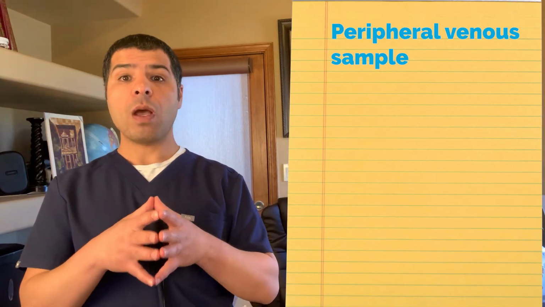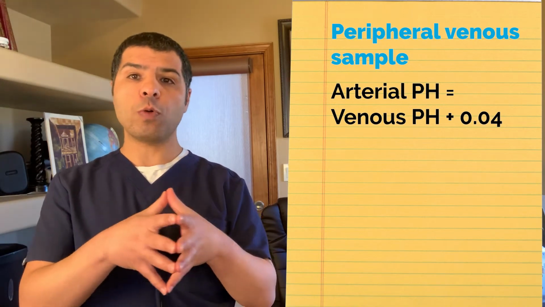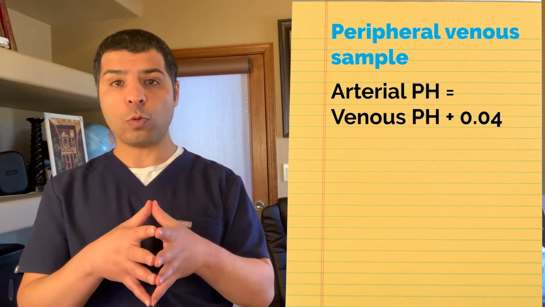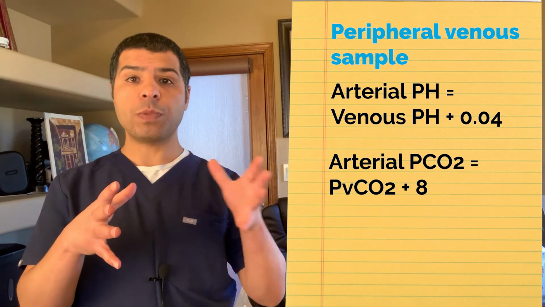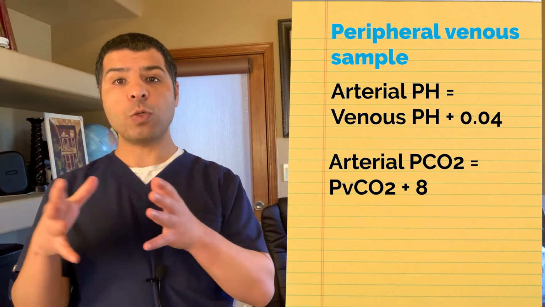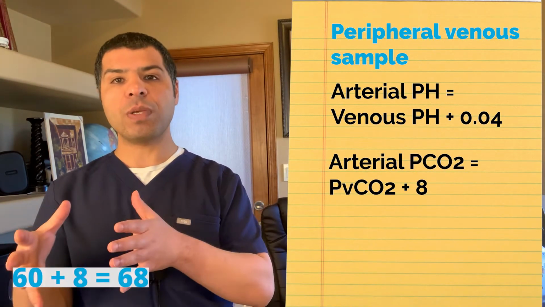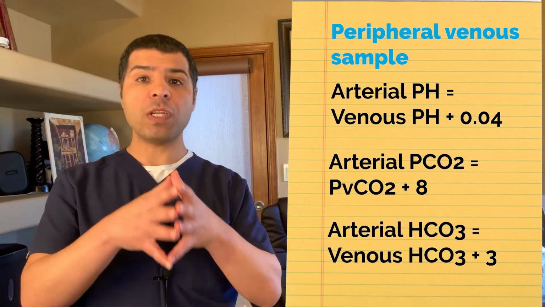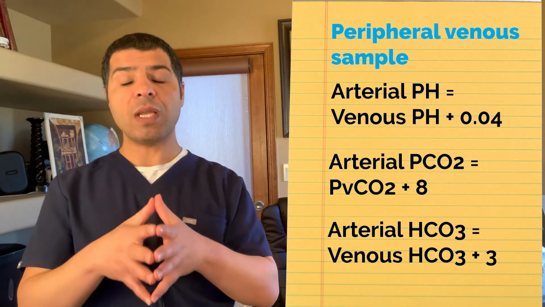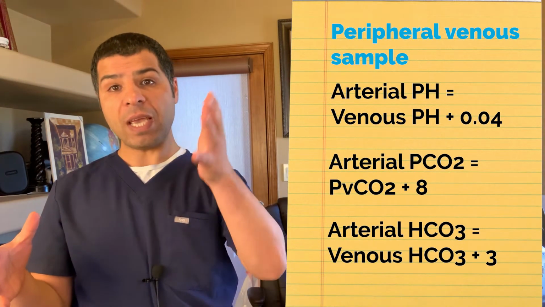Now, if the sample is obtained from a peripheral vein, arterial pH equals venous pH plus 0.03 to 0.04, and I usually add 0.04. Arterial PCO2 equals PvCO2, the venous CO2 tension, plus 3 to 8, and I usually add 8. So if PvCO2 is 60, then the arterial PCO2 is 68. Arterial bicarb equals venous bicarb plus 2 to 3, and I usually add 3. So if the bicarb is 15, then I use 18, I add 3.